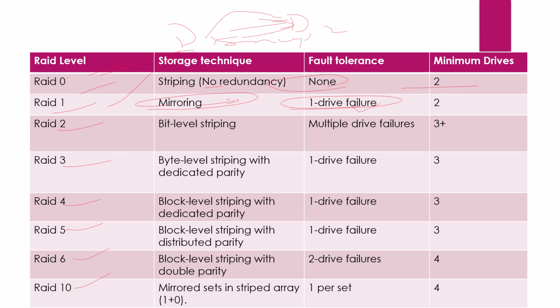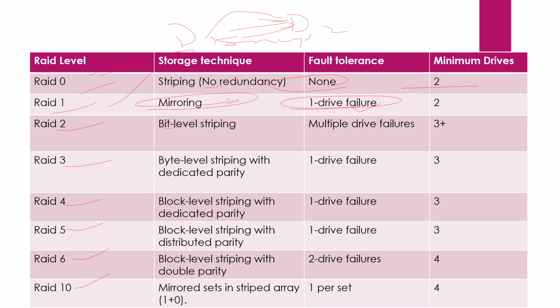Then there are multiple concepts like bit, byte, and block striping. I hope RAID 0 and RAID 1 are clear. If not, then I will explain them at a broader level in the upcoming session.